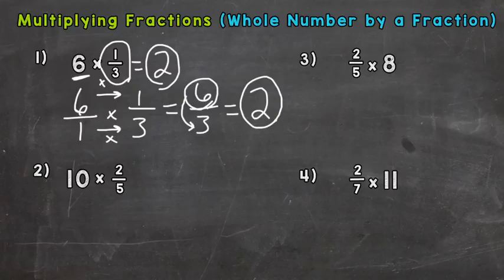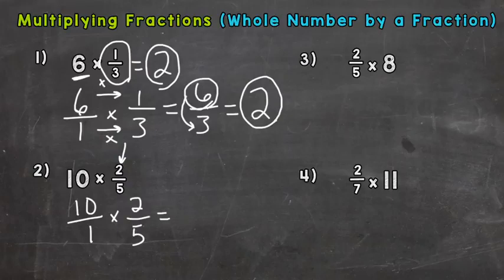So let's take a look at number 2. And to go off what we were just talking about, we're multiplying 10 by 2/5, a number or fraction that's less than a whole. So our answer is actually going to be less than 10. So put your whole number over 1. Bring everything else down, and now we multiply. 10 times 2 is 20. 1 times 5 is 5.